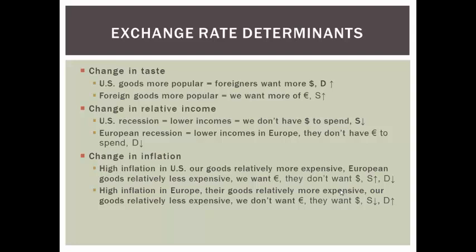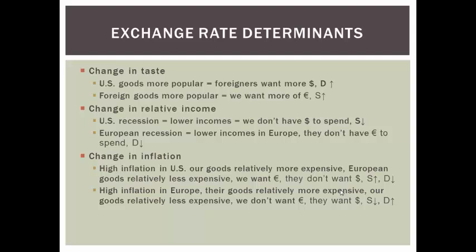Changes in inflation may also change demand and supply. Let's say we have high inflation in the United States, which means that our goods become relatively more expensive compared to other countries, and European or world goods become relatively less expensive. So which one are we going to buy? Even though we're patriotic, we're probably going to opt for the less expensive goods. So what do we need? We need foreign currencies. So we're going to increase supply of dollars. We bring our dollars to the exchange markets because we want the foreign currency, and supply increases.